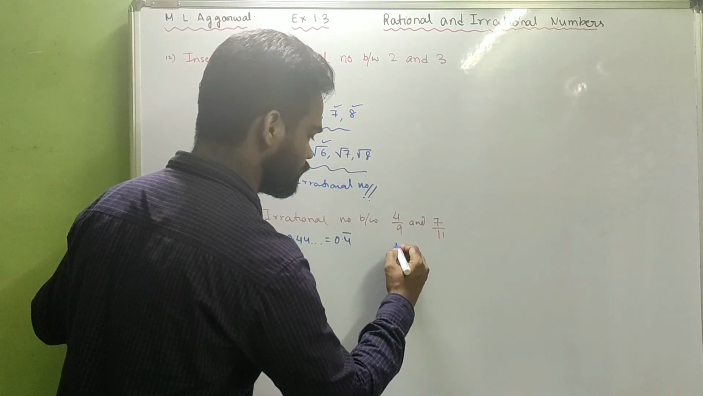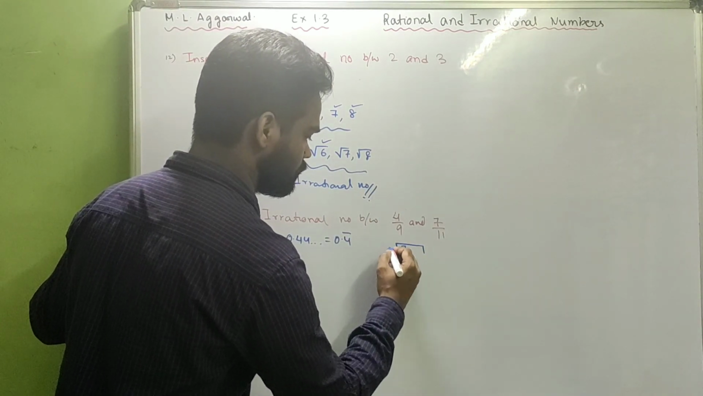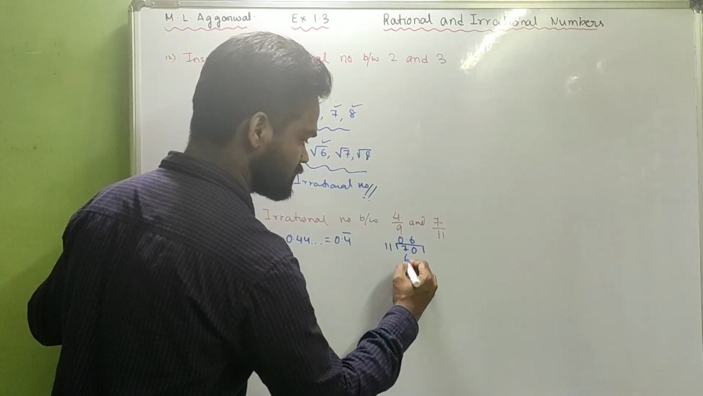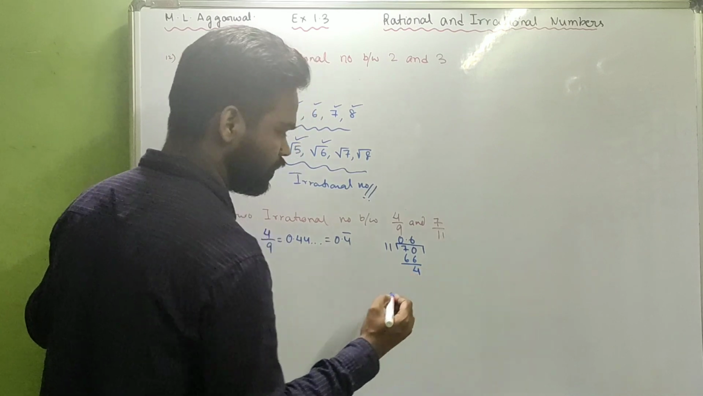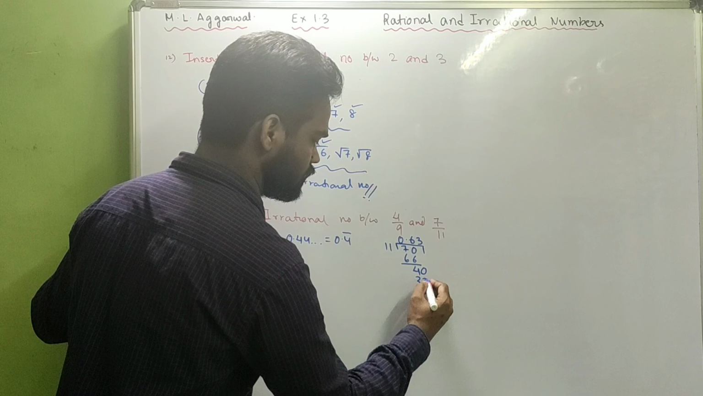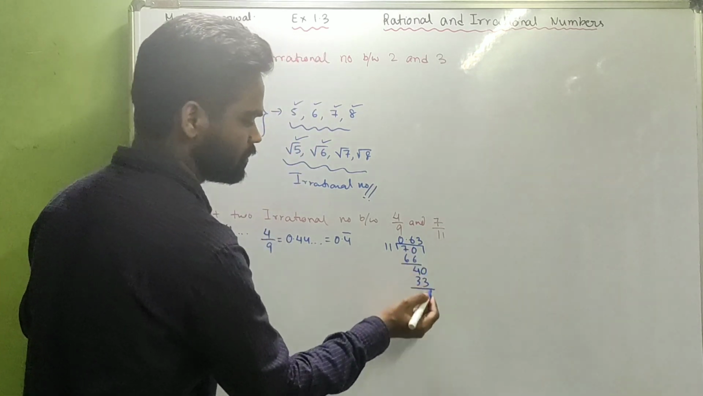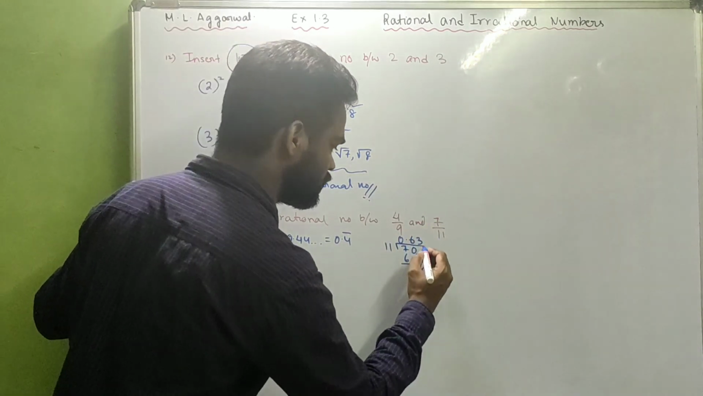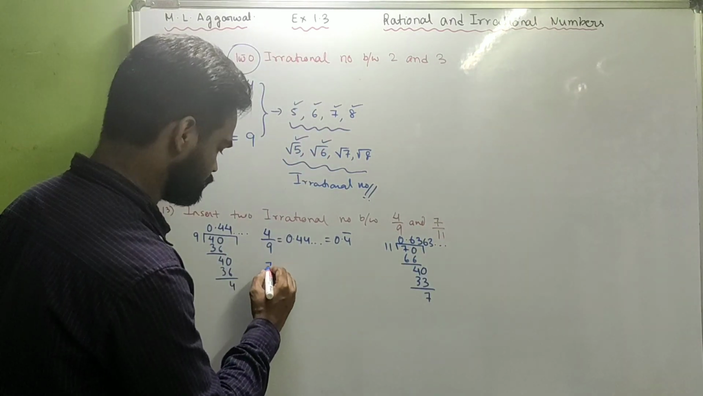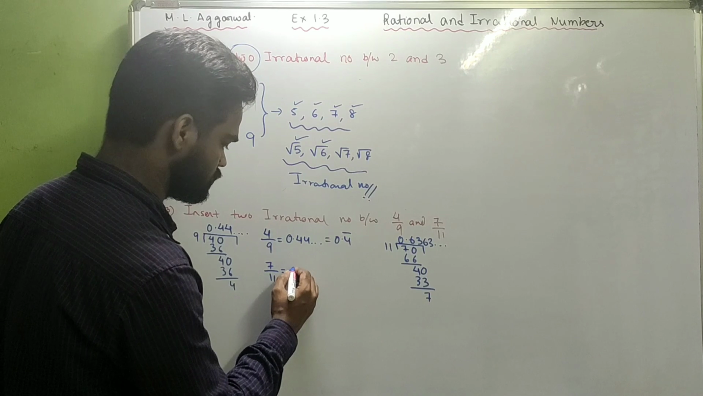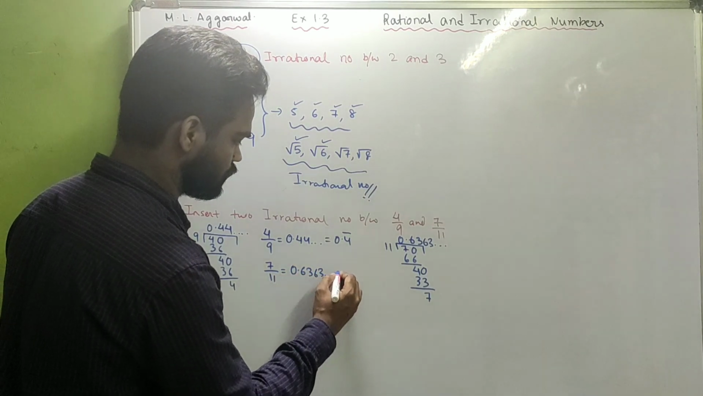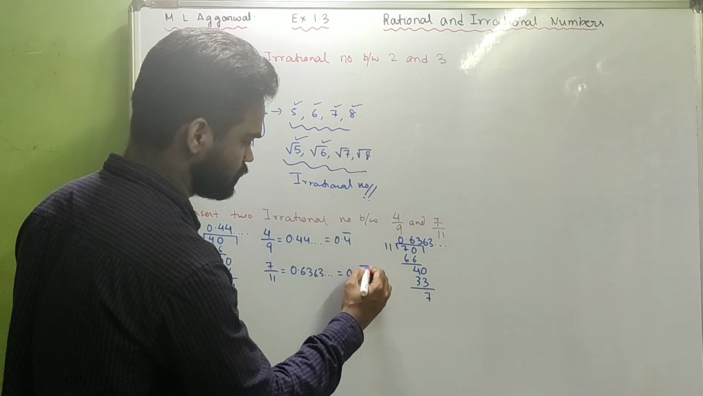Find 7 by 11. Look at here. 7 by 11. So 0 point, you give 0 over here. 6 times 11 is 66. 4. This is 40. 3 times 11 is 33. 7. Again, 7 came over here, means it will be repeated. 6 3 dot dot dot, which means 7 by 11 is 0.6363 dot dot dot, which is 0.63 bar.